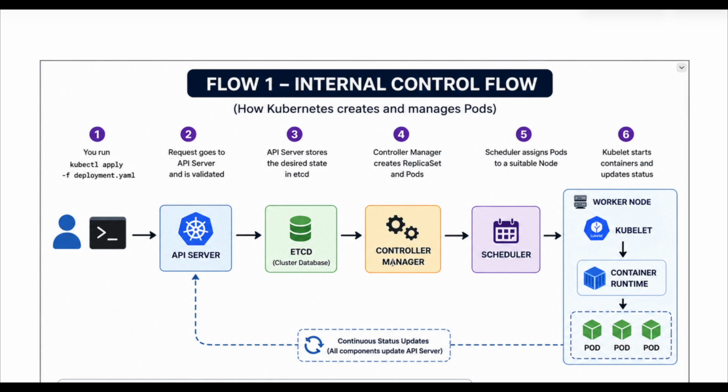Controllers are constantly watching the API server. They compare desired state versus current state. They see that a new deployment is created. So they create replica set and then pods. So controllers ensure the system matches the desired state. Next one is scheduler. Now these pods don't have a node yet. The scheduler decides where they should run. So scheduler is the pod placement decision maker.